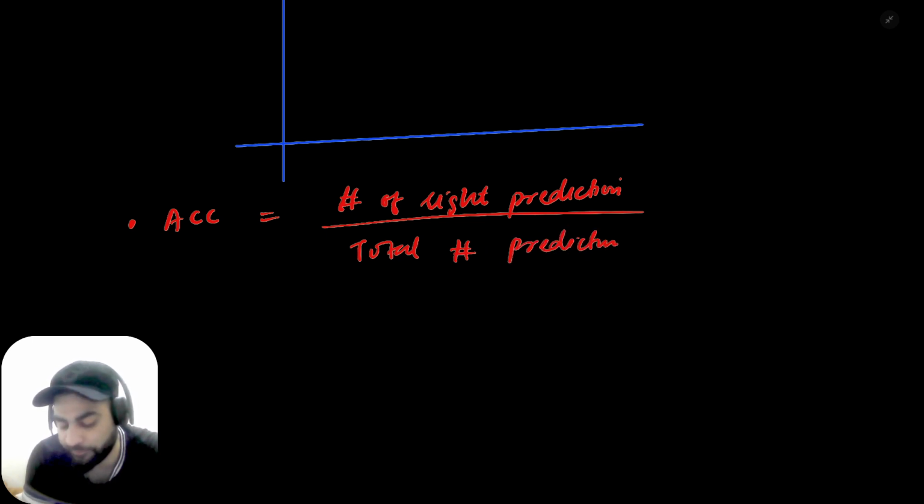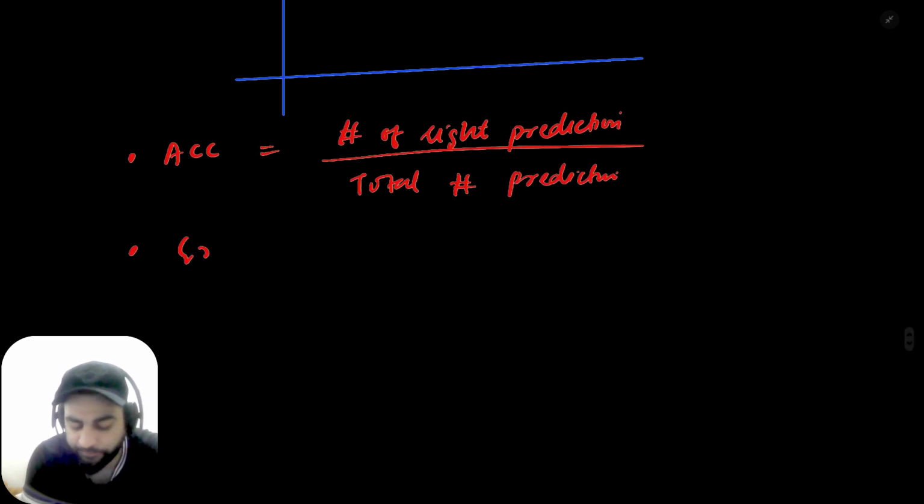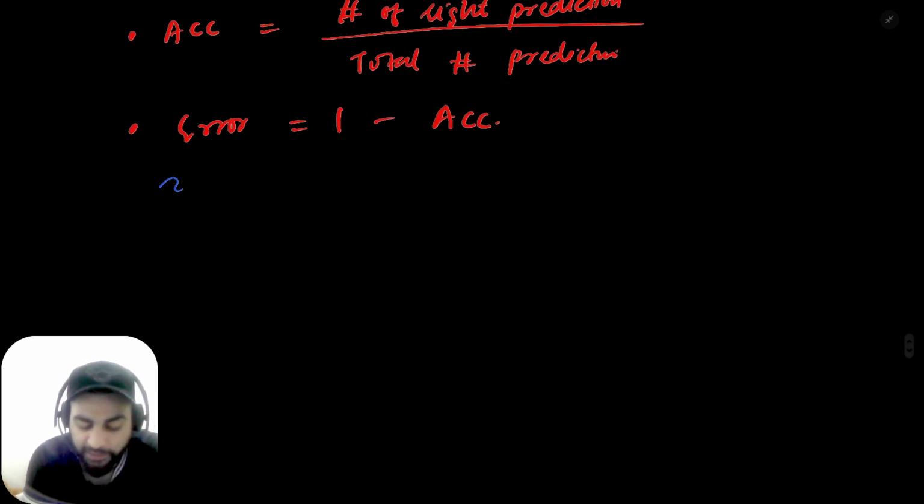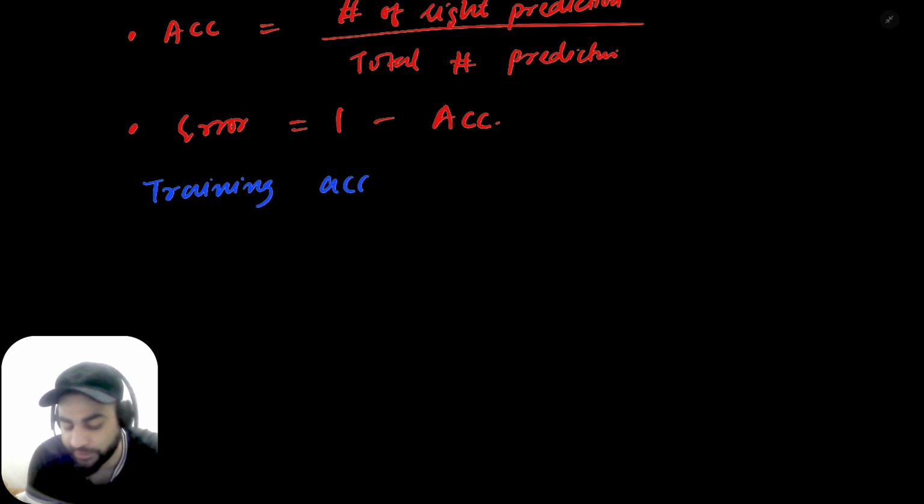This is accuracy. And what is error? So error is 1 minus accuracy, as we saw previously. Now there are different types of errors and different types of accuracy. First, accuracy, I'll call this training accuracy. What is the meaning of training accuracy?